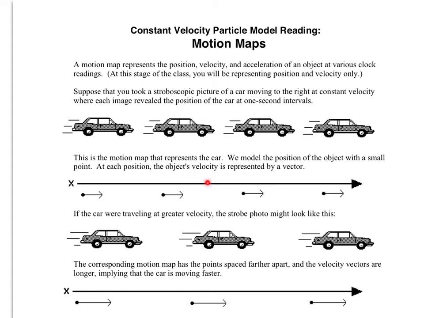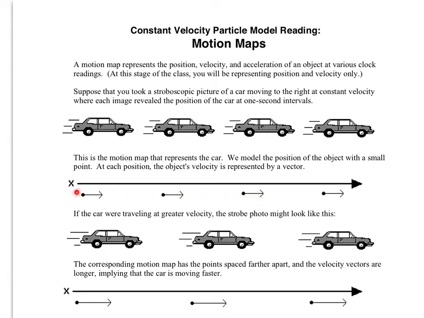Now, here is our position line, and it's labeled X, and each one of these dots represents 1 second. And the length of the arrow represents the speed. So the faster it goes, the longer the arrow, the slower it goes, the shorter the arrow. And it also represents the direction. Now, understand, we're only dealing with one-dimensional motion right now, so it's either going to the right or it's going to the left.